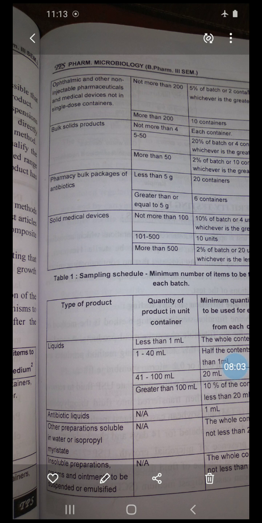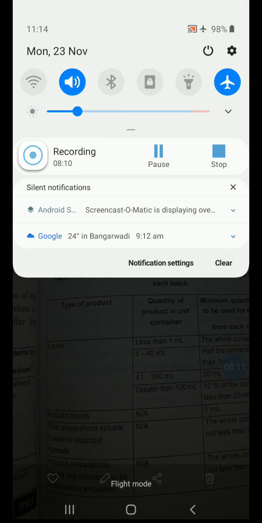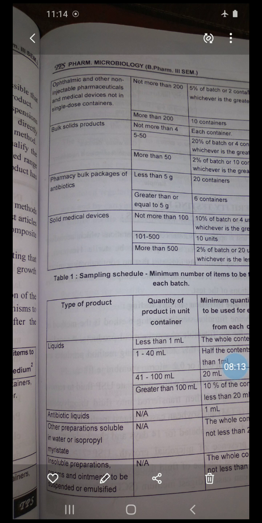First type of product, that is liquid, then less than 1 ml, then whole content. Then if it is 41 to 100 ml, then it is 20 ml. If it is greater than 100 ml, then it is 10% of the content but not less than 20 ml. Then for antibiotic liquids it is not applicable, then it is 1 ml. Same for other preparations soluble in water or isopropyl myristate.